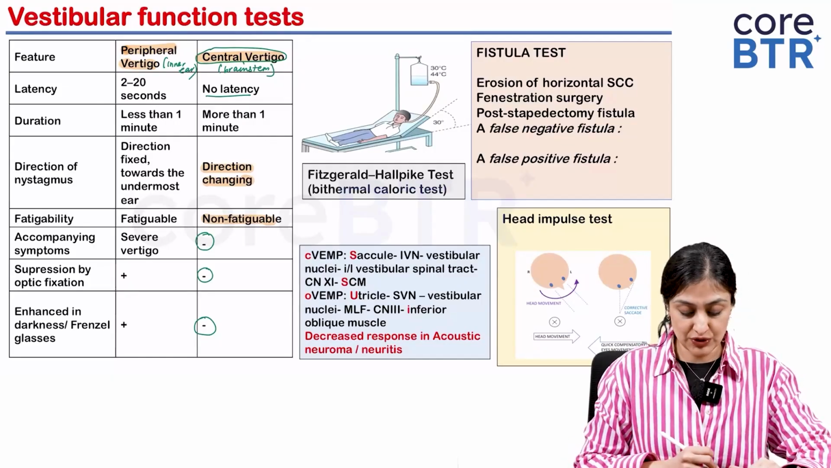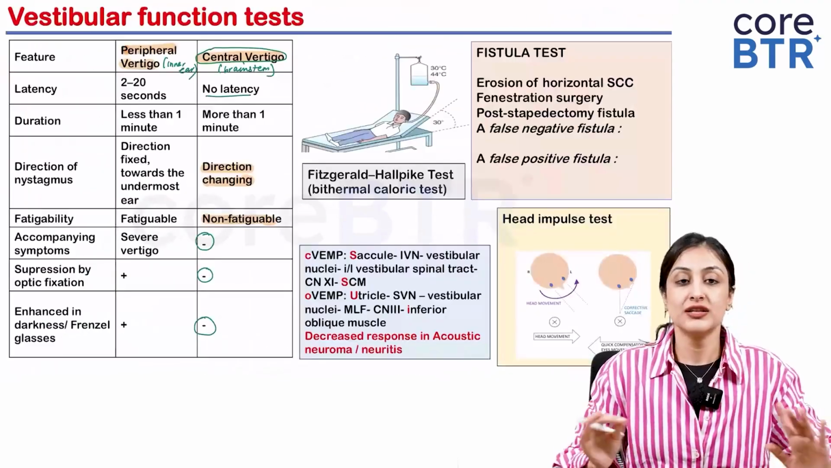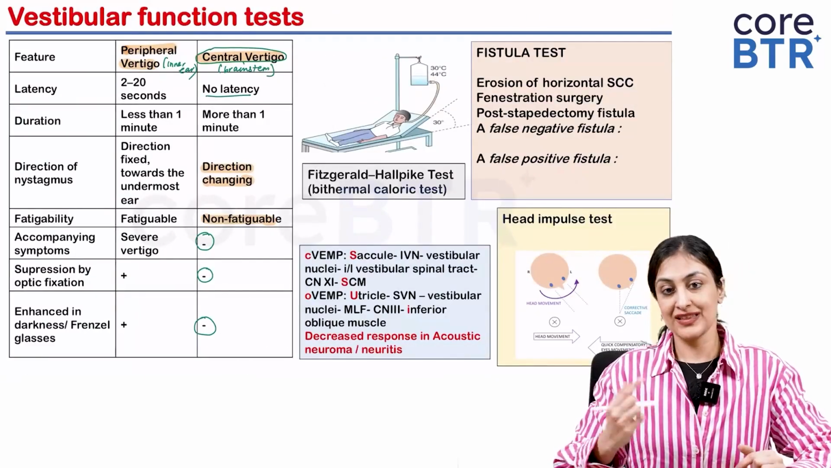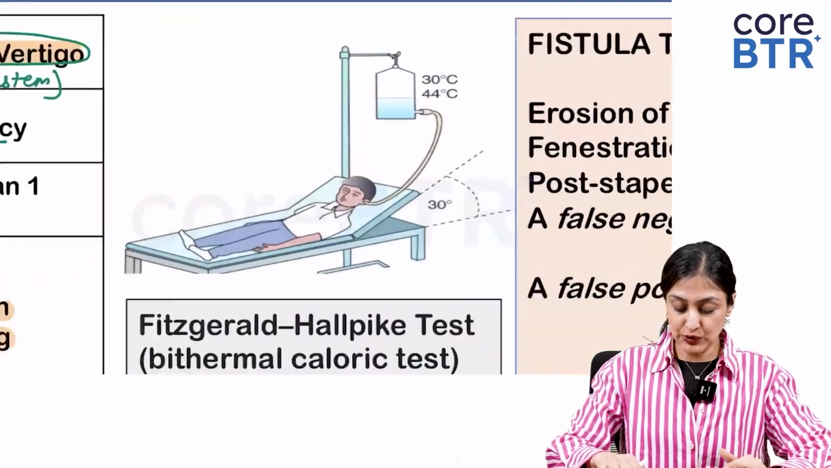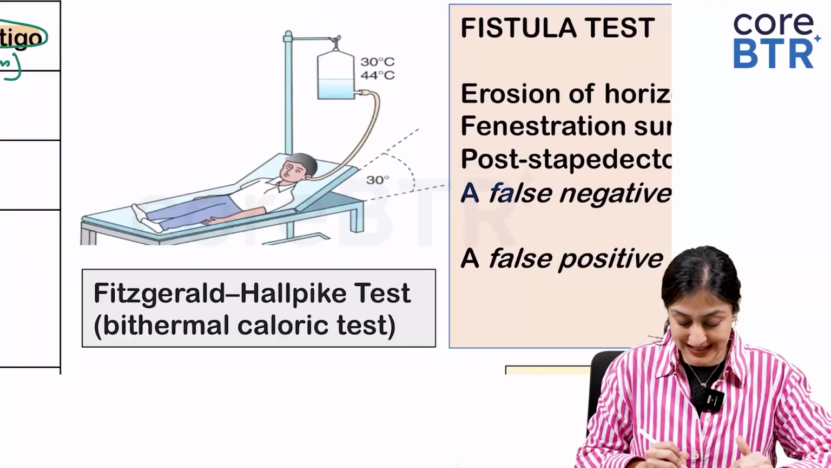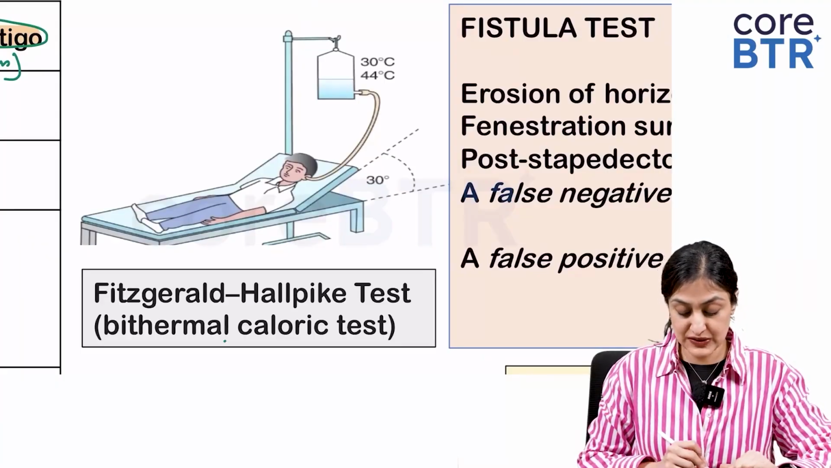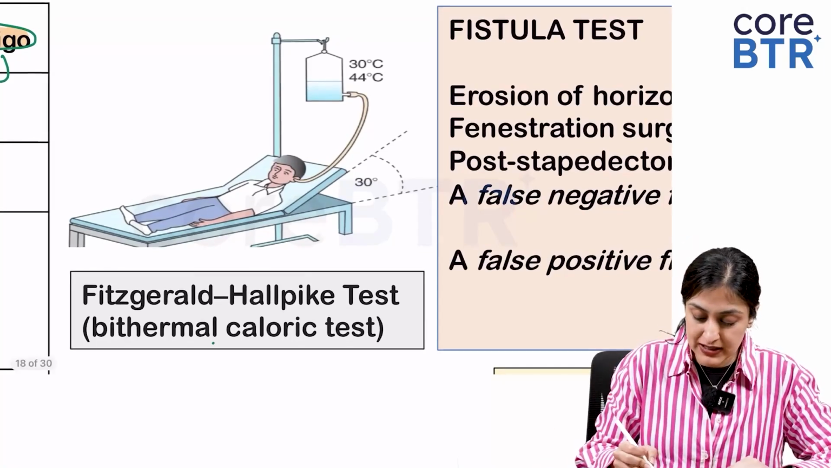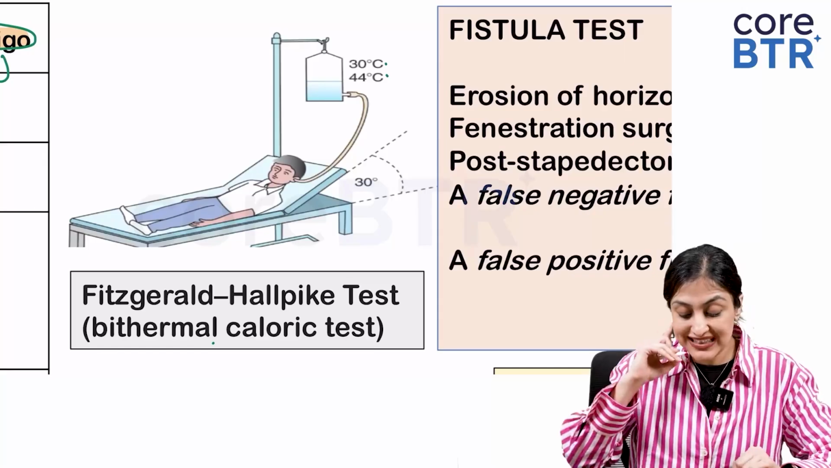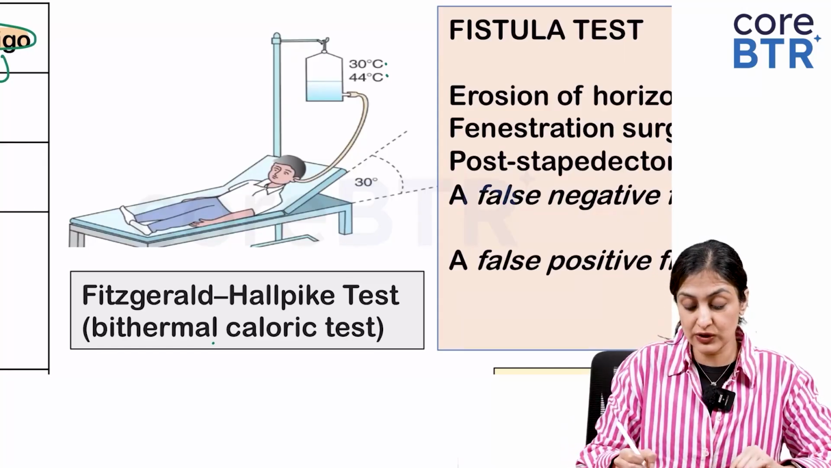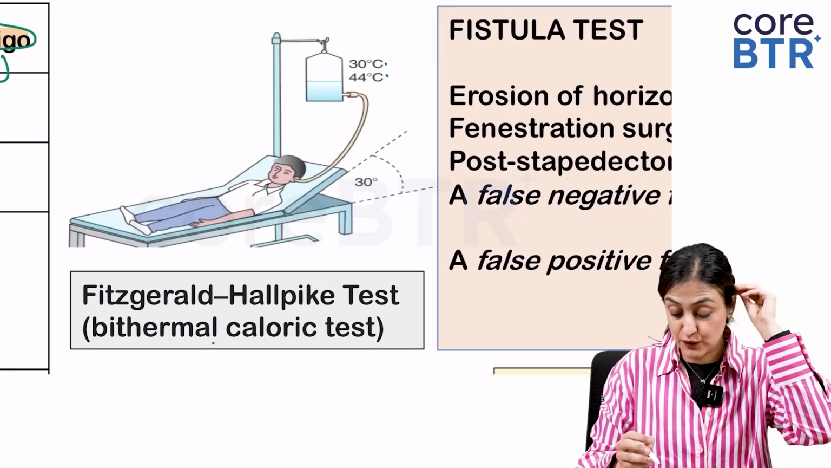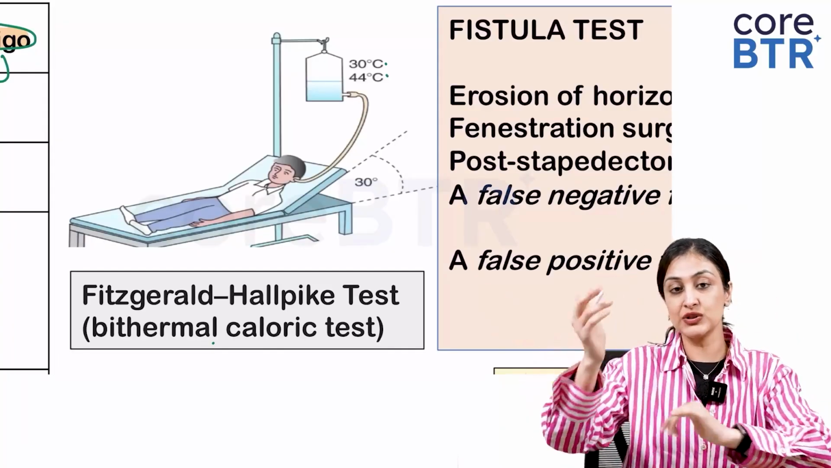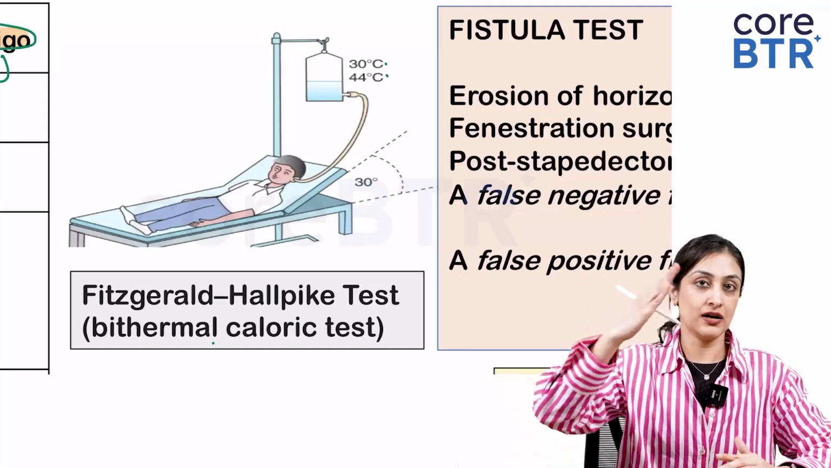So this is about the vertigo. So this is about the difference. Now let's do a few more tests. So let's do this. This is what is called a bithermal caloric test, also called the Fitzgerald-Hallpike test. Okay, so this is where you are going to send two temperatures into the ear. One is cold, one is hot. Cold is 30, hot is 44. You are lying down on a table with a 30-degree tilt.